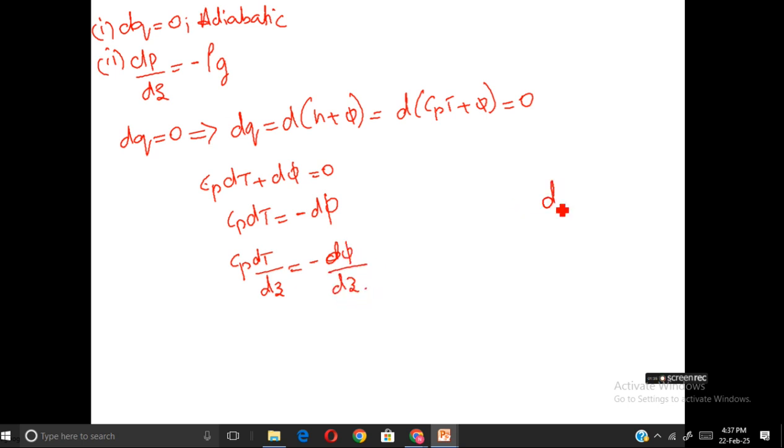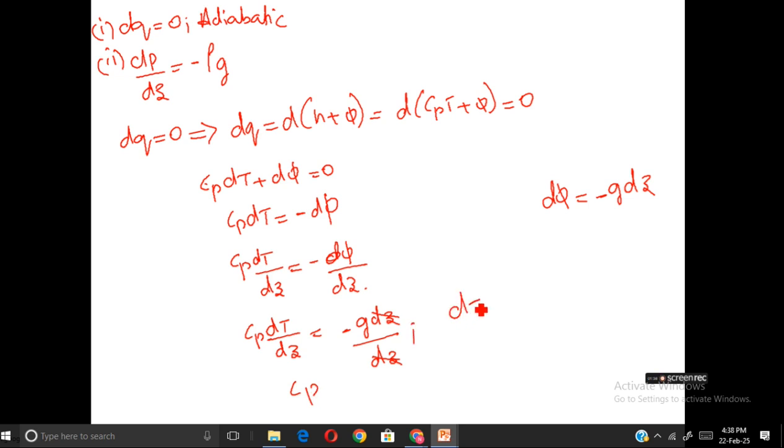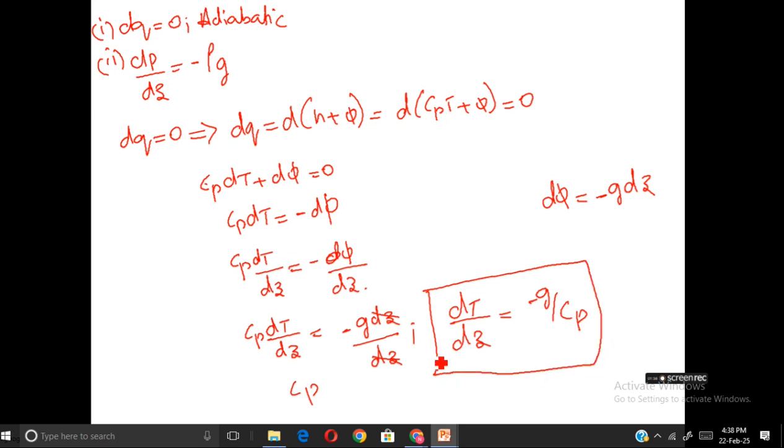If you remember, the geopotential d phi is defined as g dz. So if we substitute it over here, we will get cp into dT by dz is equal to minus g dz by dz. dz and dz will cancel out. Then dT by dz will be minus g by cp. So this gives you the rate of decrease in temperature with respect to height of an air parcel.